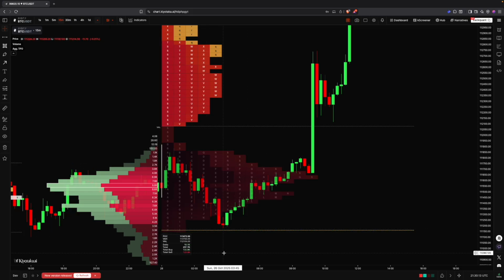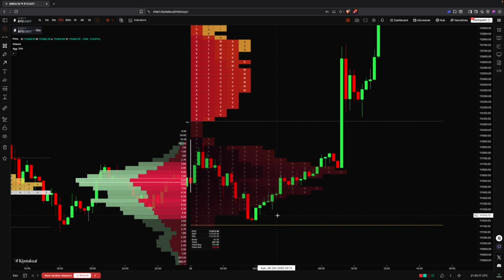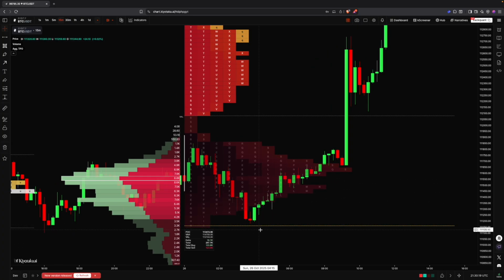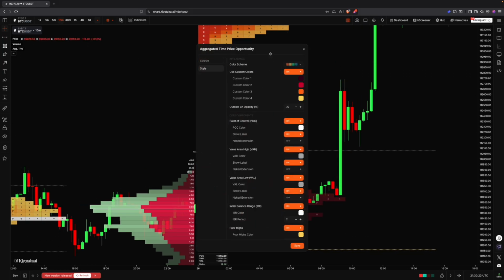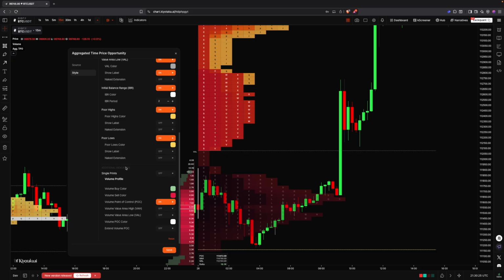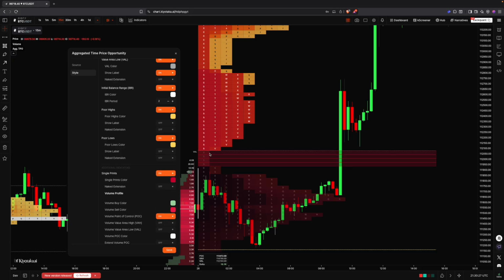Sellers were willing to push the price lower, but failed to do so, right? And that's why it's considered poor. Whereas the opposite of a poor level is your single prints here, right? So these are single prints denoted by the red boxes here.